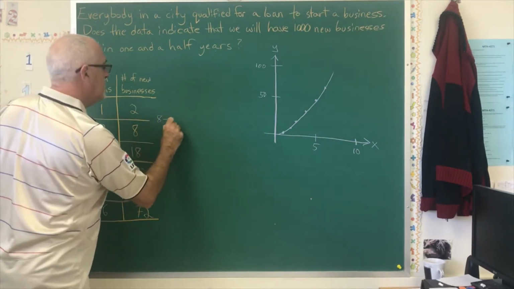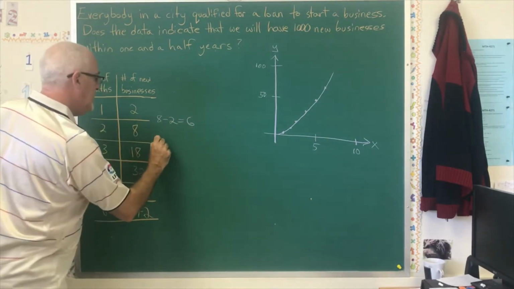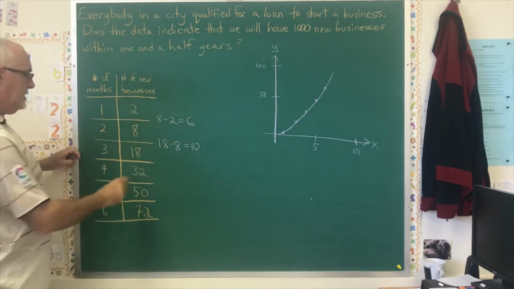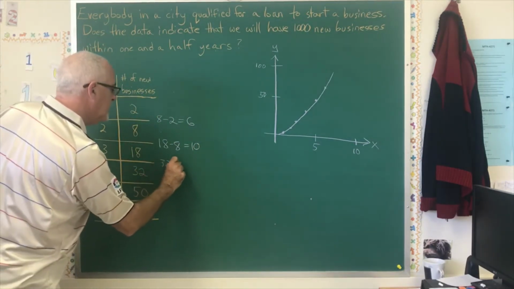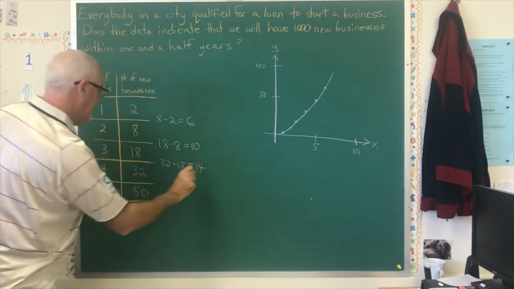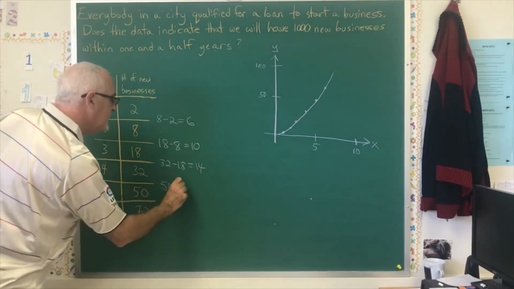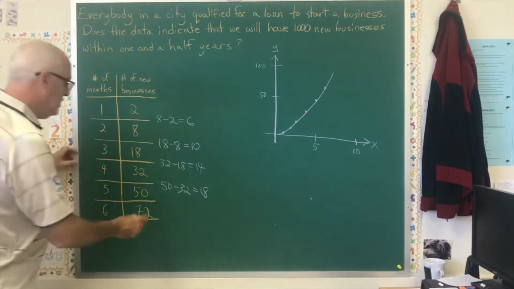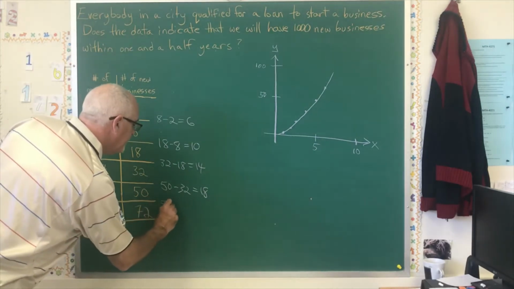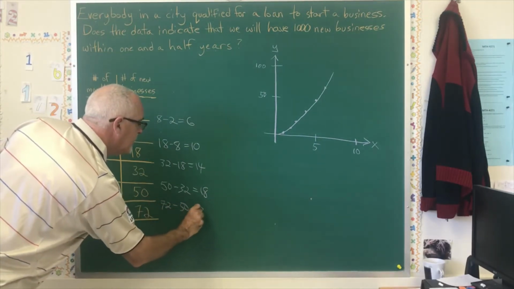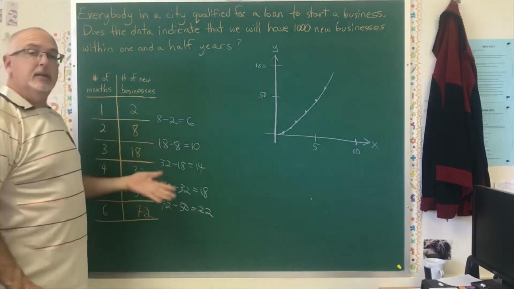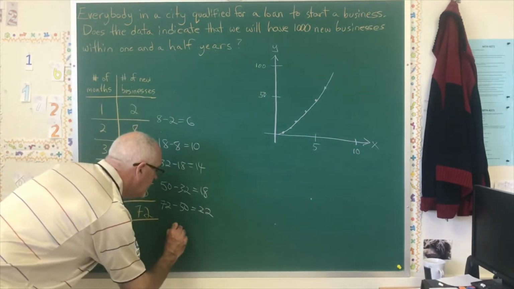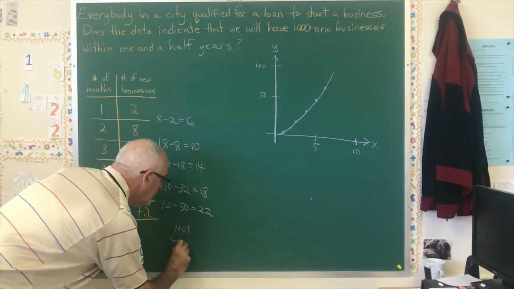8 minus 2 equals 6. 18 minus 8 equals 10. I'm already failing this test. 32 minus 18 is 14. 50 minus 32 is 18. Well, I only have one more point, so I may as well do the last one. 72 minus 50 equals 22. I already think it's not linear. In fact, I can even say so. Not linear.